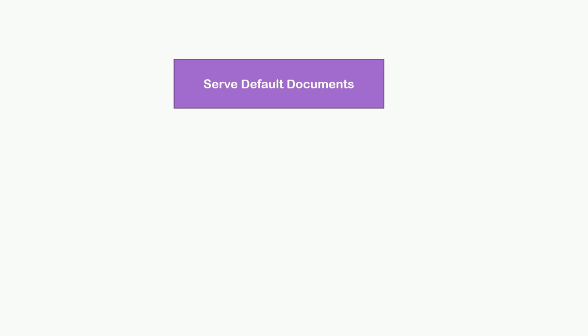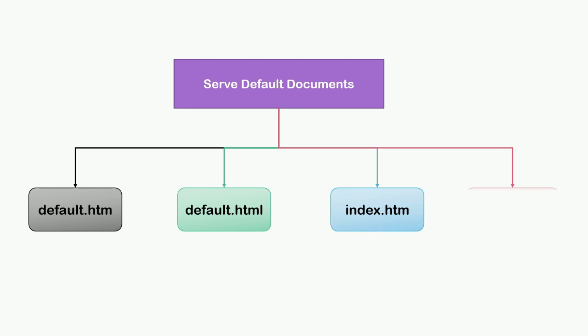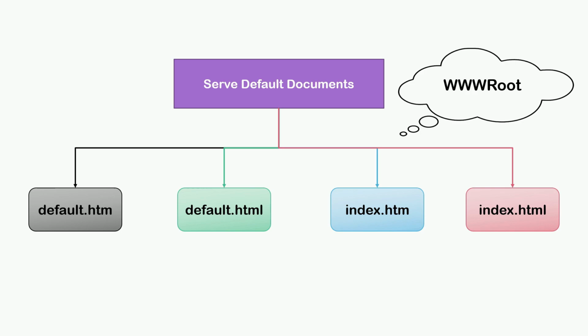Let's first talk about how to serve default documents. .NET Core assumes the following documents as the default document. First is default.htm, second is default.html, third is index.htm, and the fourth one is index.html. Another important thing to note is that these documents should be present under the wwwroot folder. So let's take that in action.